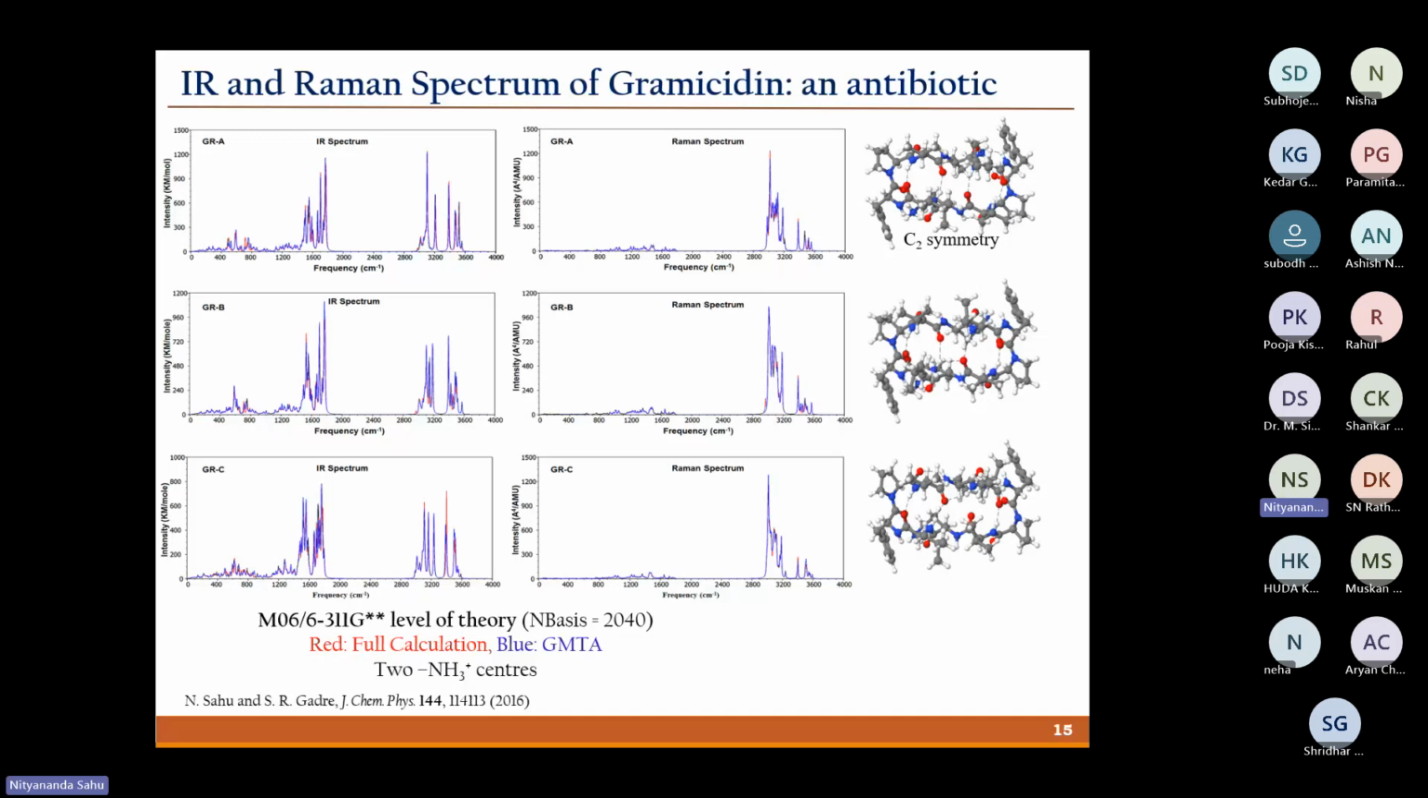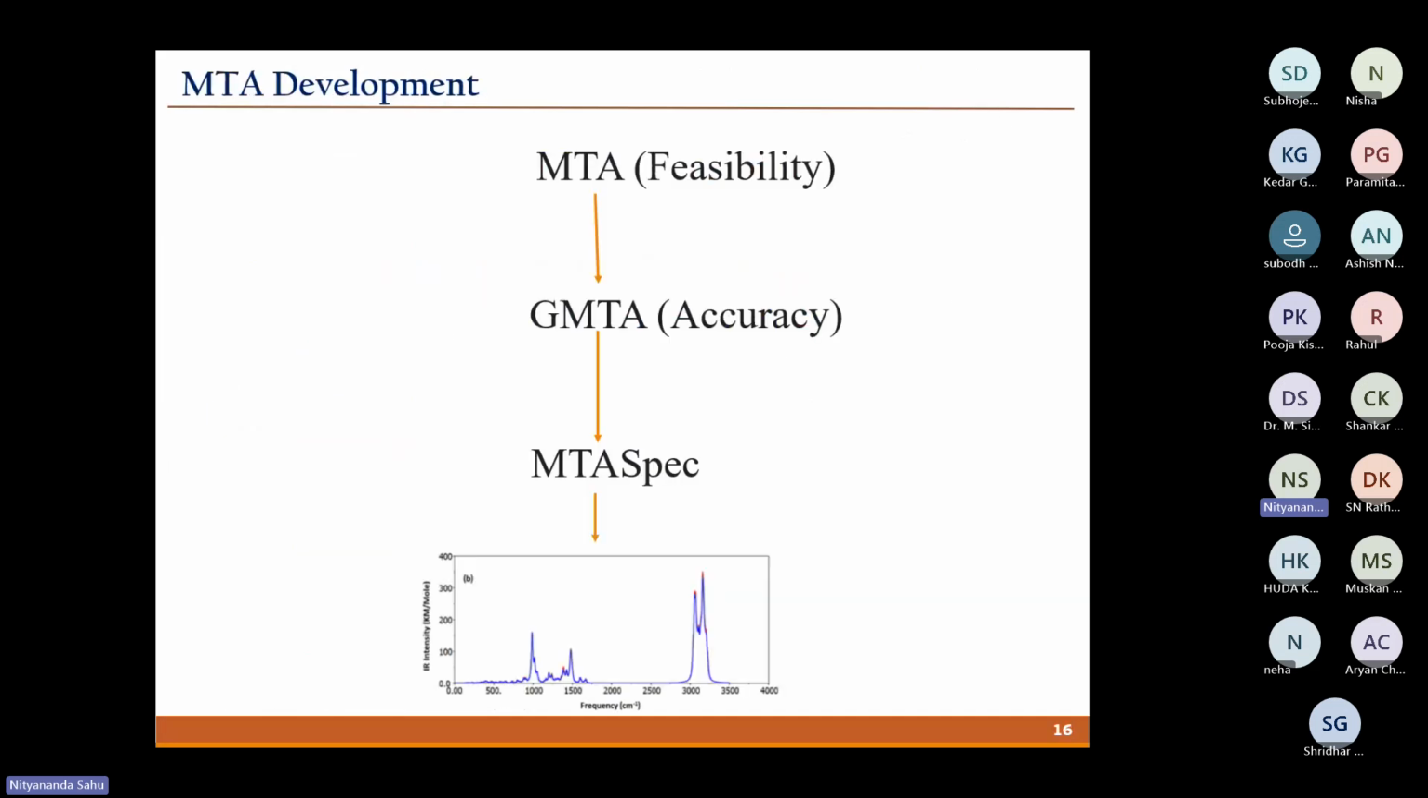And you see the GMTA spectrum is well reproduced as compared to the full calculation. So the bottom line is that we don't have to do any full calculations, because the GMTA, or the grafted MTA, takes you to the periphery of the full calculations. And you don't have to worry about the accuracy, because accuracy is maintained, and this is due to the error minimization in the MTA properties.